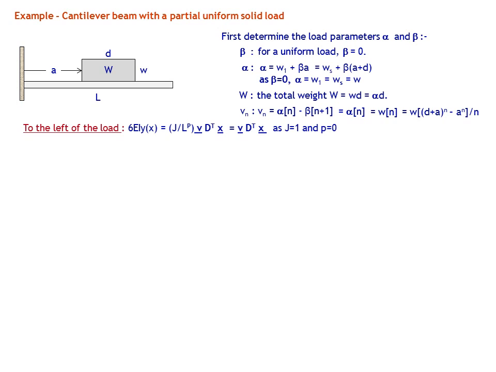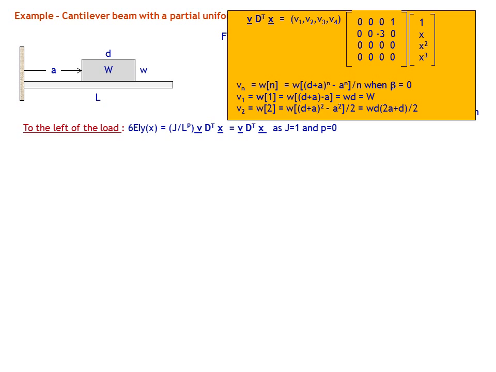To the left of the load, we've seen that UAX is equal to 0, so the global deflection equation reduces to 6EI y of x is equal to j over LP v dtx, or just equal to v dtx, as j is equal to 1 and p is equal to 0 for a cantilever beam. The orange box shows the vector matrix product v dtx with the appropriate dt for a cantilever beam. The bottom two rows are all zeros, so only v1 and v2 contribute. The result is x cubed v1 minus 3x squared v2.